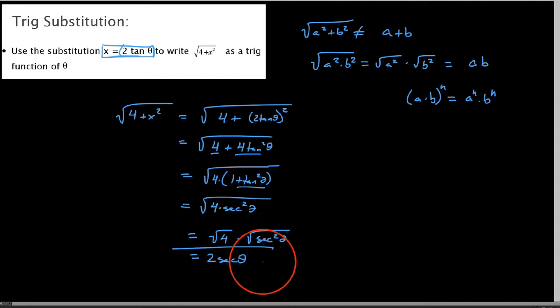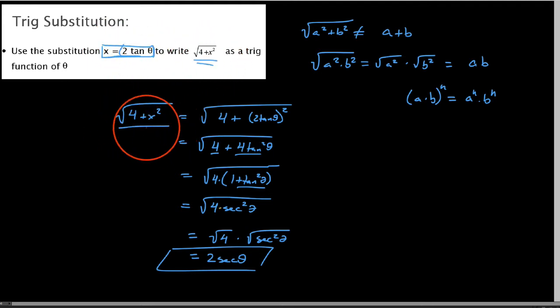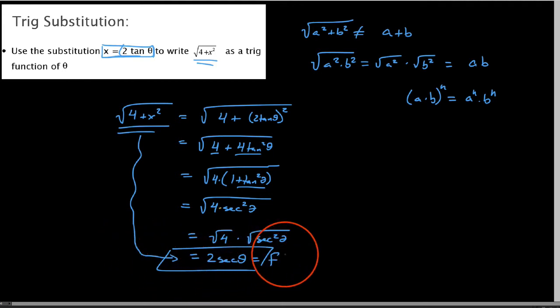So instead, we were able to use this trig substitution, x equals 2 tan theta, to write this expression, the root of 4 plus x squared, as a function of theta. So this is some function of theta. Now we can say f of our angle is equal to 2 secant theta instead of the root of 4 plus x squared.